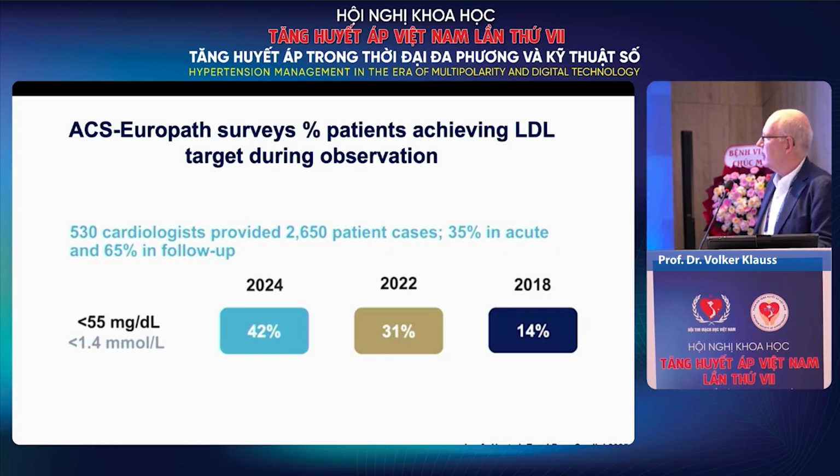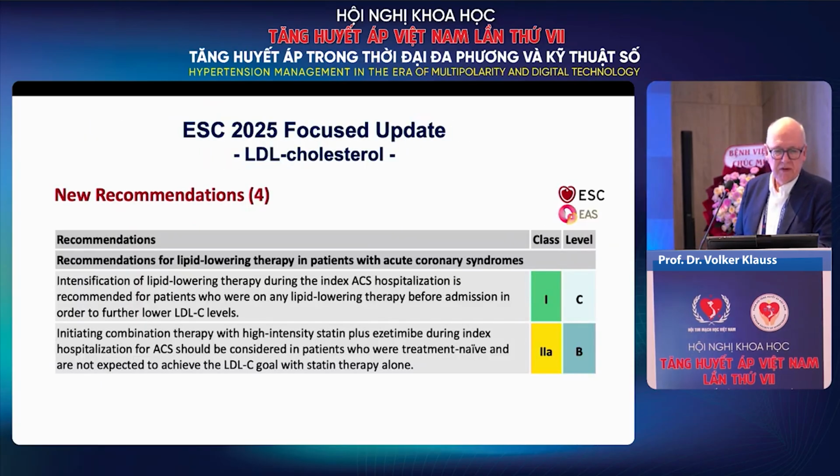But the reality, at least in our country, is still different. This is a survey recently published from Professor Klauss from Leipzig, showing that even among cardiologists in 2024, we have only 40% of the patients reaching the target of 55 milligram. Of course, there's improvement, but it's still not sufficient from the results.